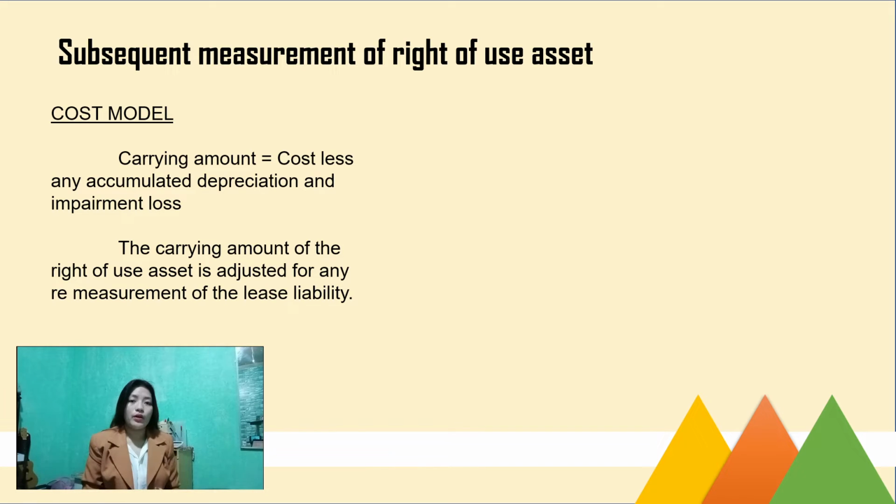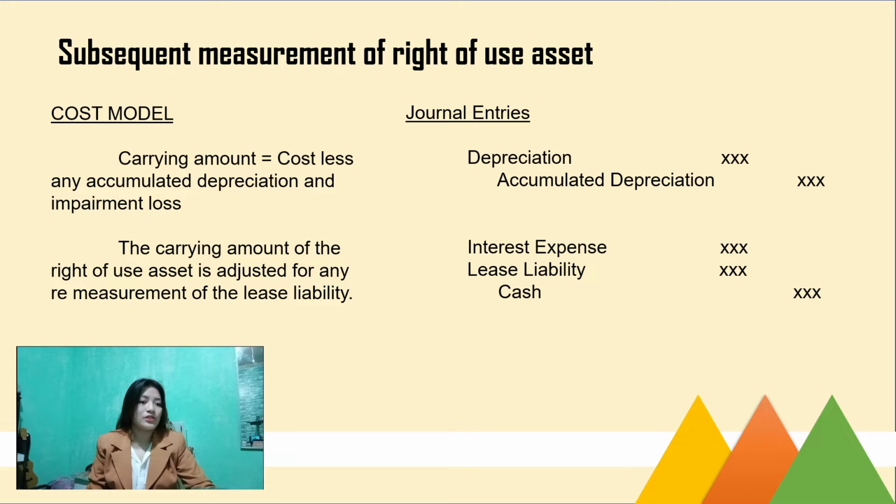So paano natin makukuha yung carrying amount? Here, carrying amount is equals to cost less any accumulated depreciation and impairment loss. Moreover, the carrying amount of the right of use asset is adjusted for any remeasurement of the lease liability. So, in case of any remeasurement of the lease liability, kailangan din natin i-adjust yung carrying amount of the right of use asset. So, we also have here the journal entries na we usually nare-record natin subsequently or at the end of the reporting period.